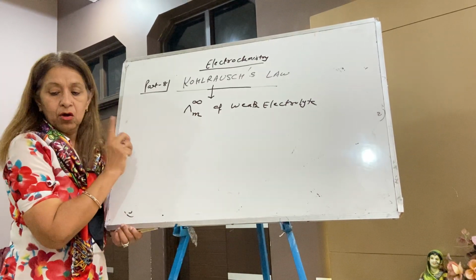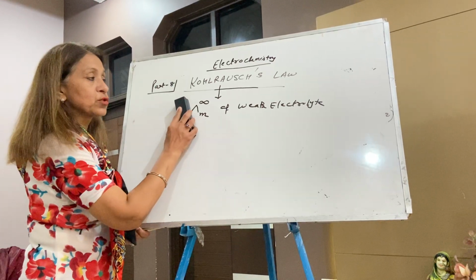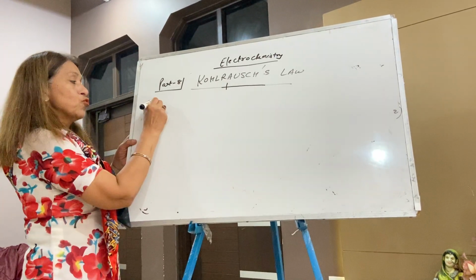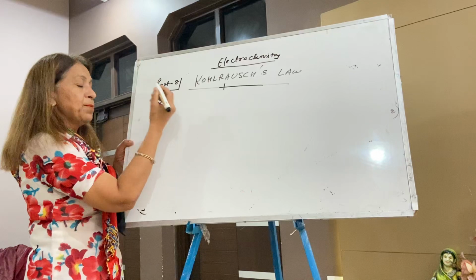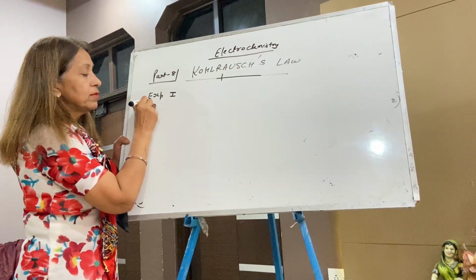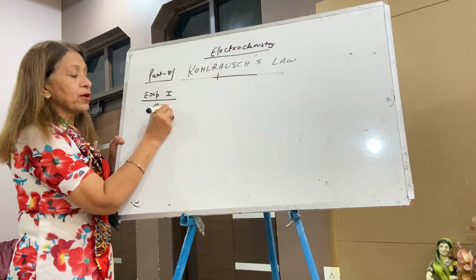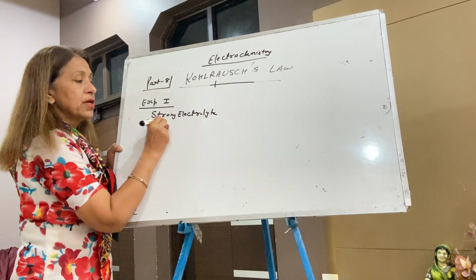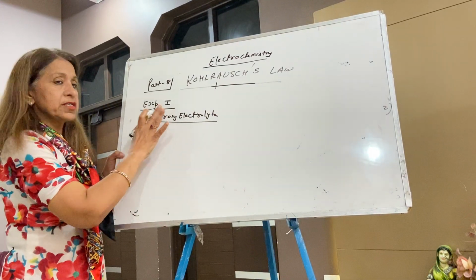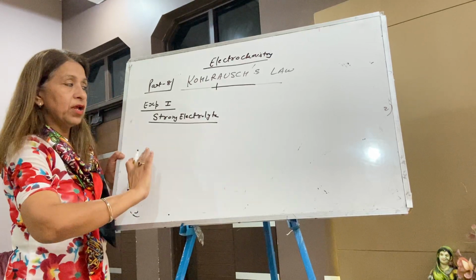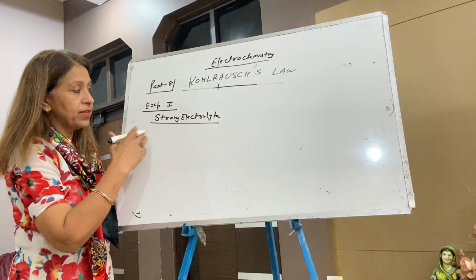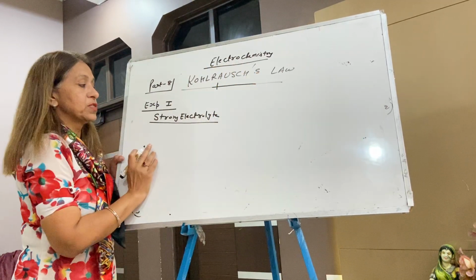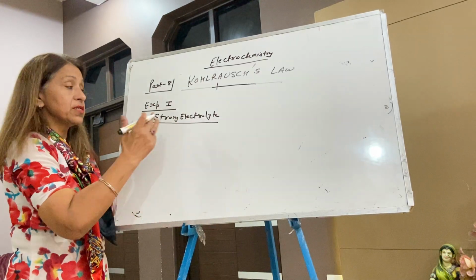Now, before taking the law, I am taking the experiment of the scientist Kohlrausch first. He did 2 experiments. After that, he proposed a law. In experiment number 1, he took some strong electrolytes, just as an example. You can just listen carefully to these experiments to come to the basics of this law, and you only need to learn the statement of the law. No need to learn the experiment, just listen.